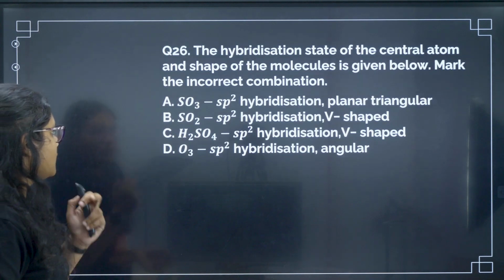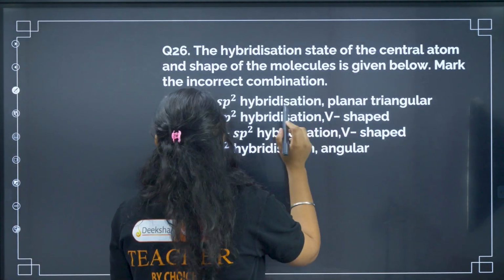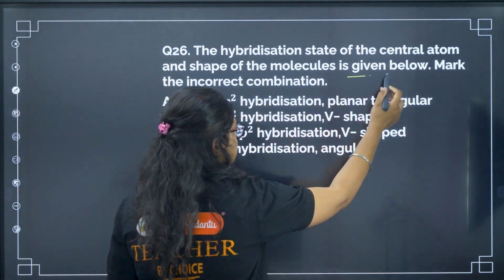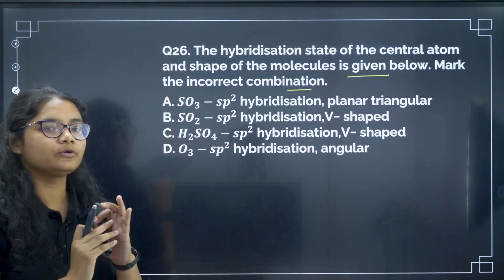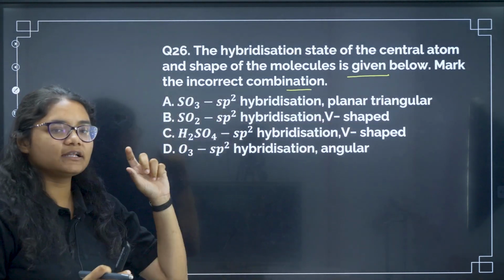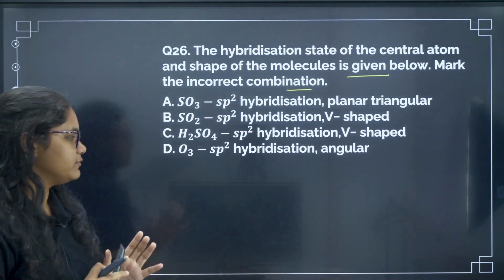Okay, next question. The hybridization state of the central atom and shape of the molecules is given below. So mark the incorrect combination. This one is from the VSEPR theory. You should know all the numbers, their geometry, shape, hybridization and everything.